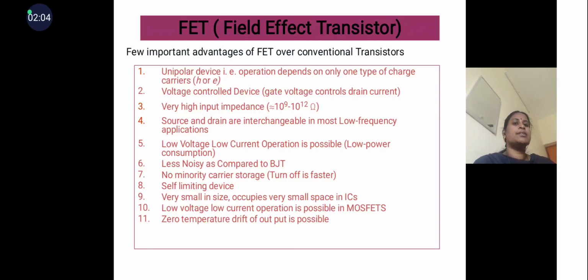And FET is a self-limiting device, and FET size is very small compared to BJT. Hence it occupies very little space in ICs. FET can be used for low voltage, low current operations, and zero temperature drift of output is possible in FET. So these are all the main advantages of the field effect transistor over BJT.